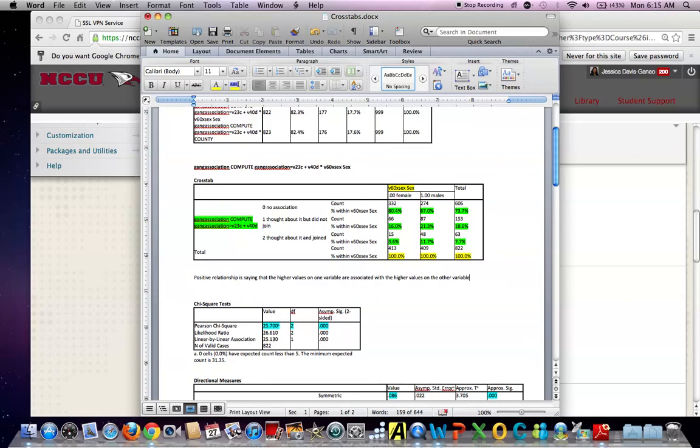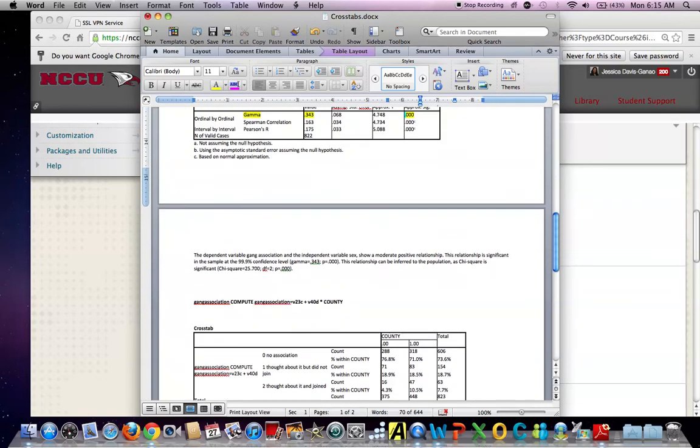Okay, so what does that mean? These 0, 1, 2 are our values over here, and 2 is the highest value on this end. 0, 1 are our values on this end, and 1 is the highest value associated with that independent variable. So basically it's saying that this 2 is associated with this 1, or you should interpret the relationship as males are more often thought about it and joined a gang. That's what you would say overall: males thought about it most often and joined the gang. And so that's what we put down here.